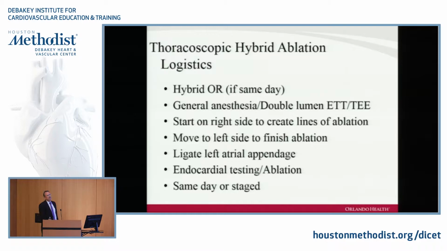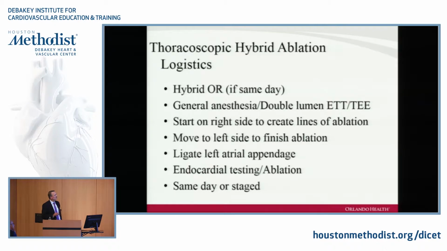So the logistics of this procedure are, we usually perform it in a hybrid operating room. It can be performed as a same-day procedure or as a staged procedure, and we have experience with both. I don't know that we'll have time to talk about it during this session, but if you want to, we can talk about it in the question and answer session. We start under general anesthesia with a double lumen tracheal tube to allow us to manage one lung and then the other, and a transesophageal echocardiogram, at the very beginning, to assure that there's no thrombus in the left atrial appendage, and then to assure us that we have complete left atrial appendage ligation, which is critically important at the end of the procedure.